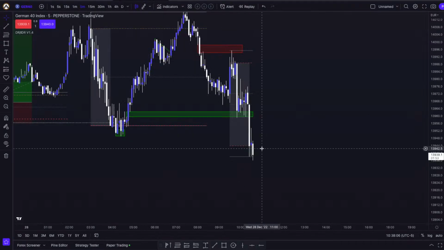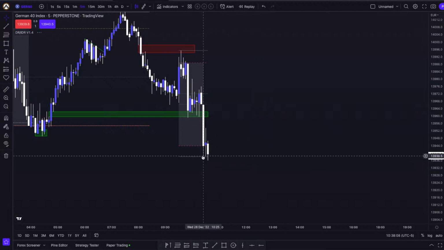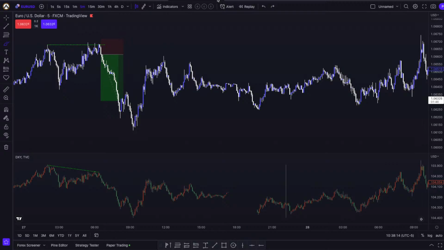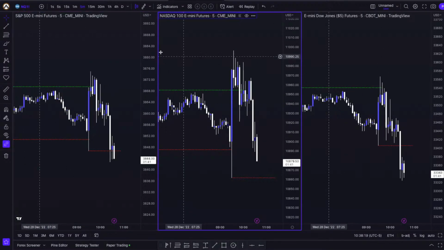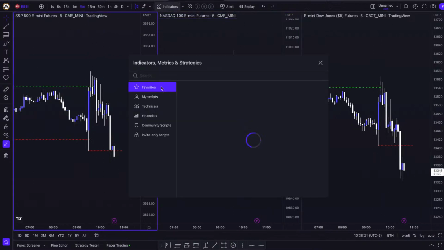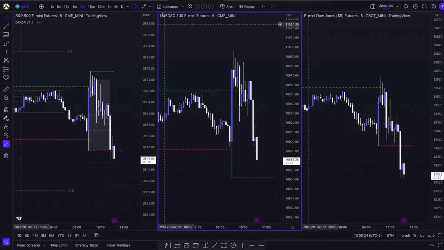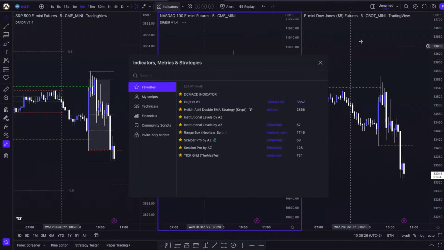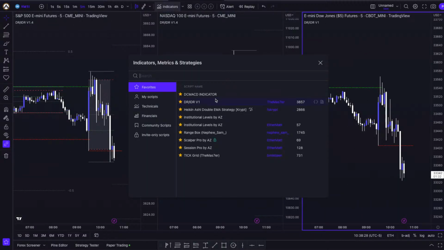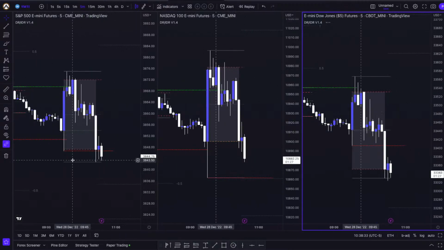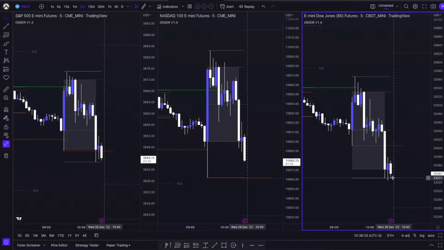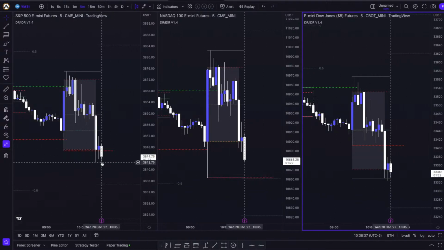All right, German 40. Very similar. Let's see if we get this close below the DR low. Euro US dollar. This was just to show SMT divergence. Let's actually plot the indicator on our charts. DR IDR, DR IDR, and DR IDR. Beautiful. And let's see if any one of these is closing below our DR low first, but it looks like we're getting this close maybe within the next 1.5 minutes.